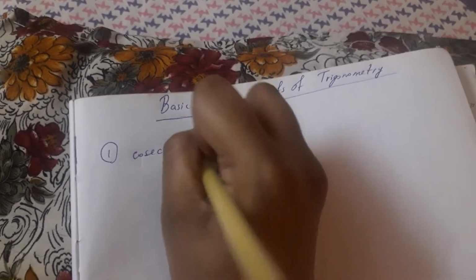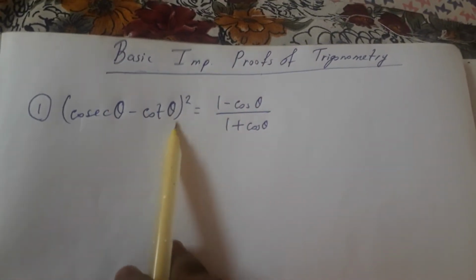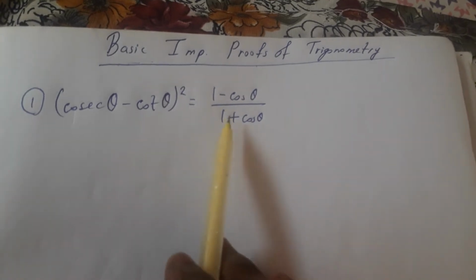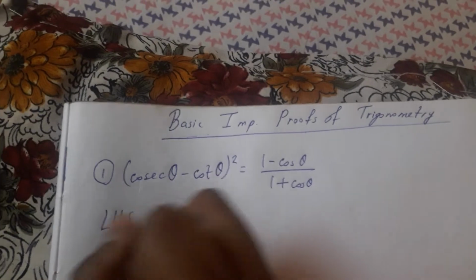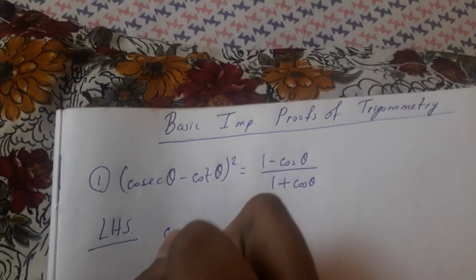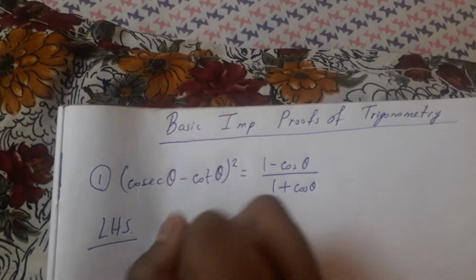(cosec theta minus cot theta). See students, the first one is given: (cosec theta minus cot theta) whole square is equal to (1 minus cos theta) divided by (1 plus cos theta). So now start from the left hand side, LHS: (cosec theta minus cot theta) whole square.